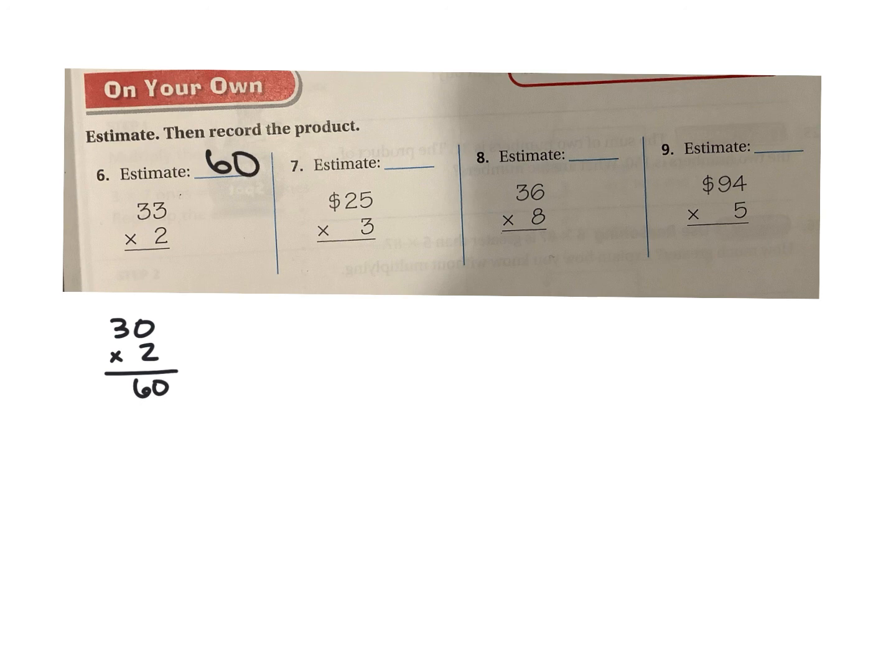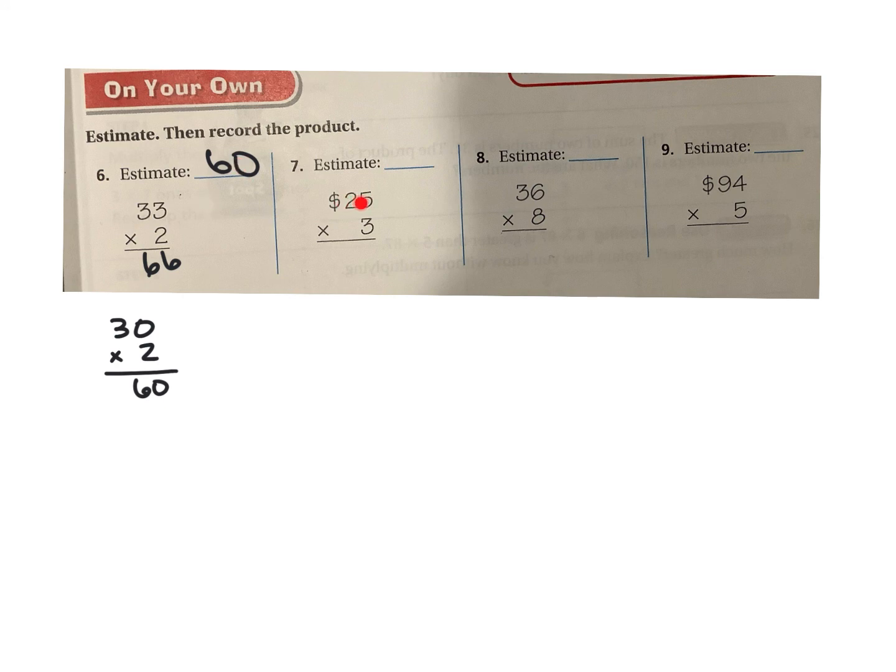We estimate because it's quick to do in our heads. Now let's find the actual product. Remember, 33 is the same as 30 plus 3, so I'm going to multiply 2 times 3 and also 2 times 30. 2 times 3 is 6. That fits there just fine. And 2 times 3 is 6. And my answer, or my product, is 66. Reasonably close to 60.